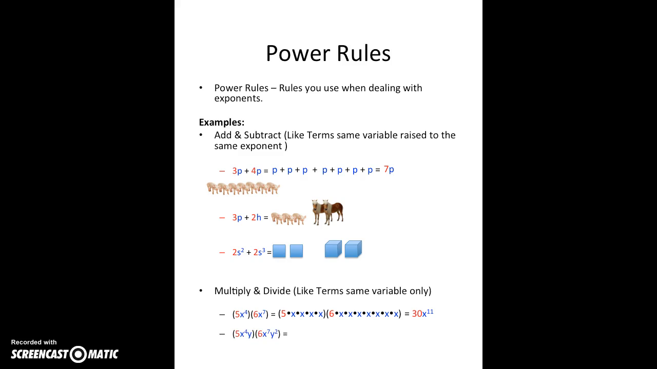We can look at another example where we have 2 types of variables. Same thing will happen, where we can break it down, multiply our coefficients, and then count up the number of variables. In this case, we have 4 x's and 7 x's all being multiplied together, so that's 11 x's, so x to the 11th power, and we have 1 y and 2 more y's being multiplied together, so that is y to the 3rd power. So in total, we would get 30x to the 11th times y cubed.